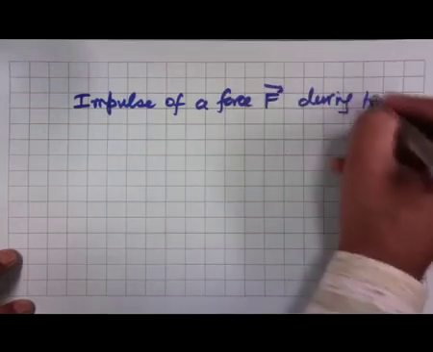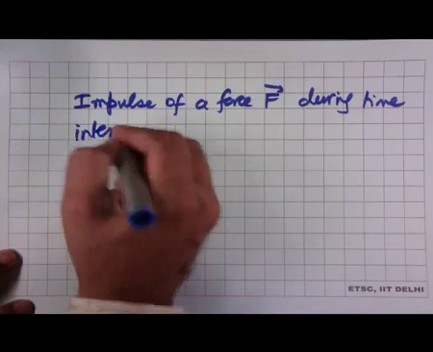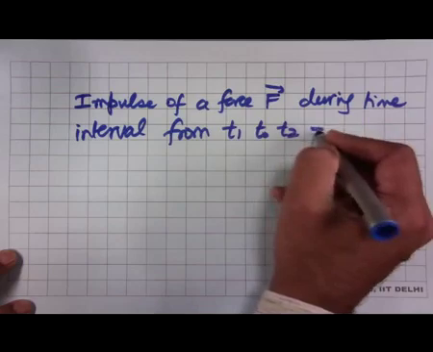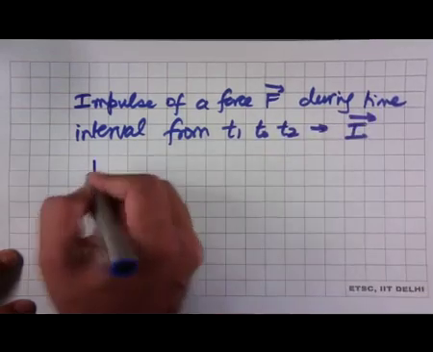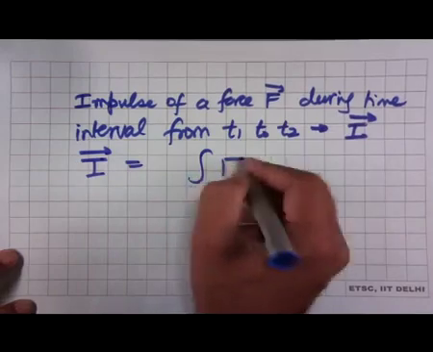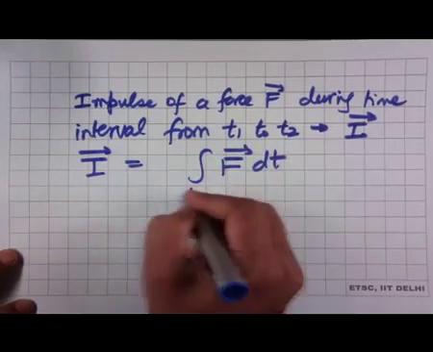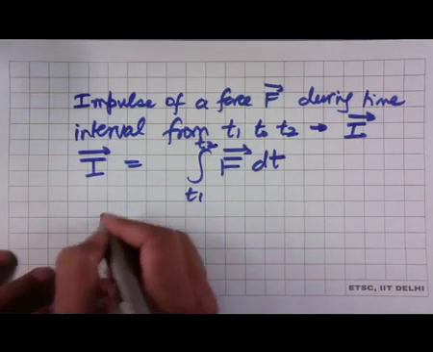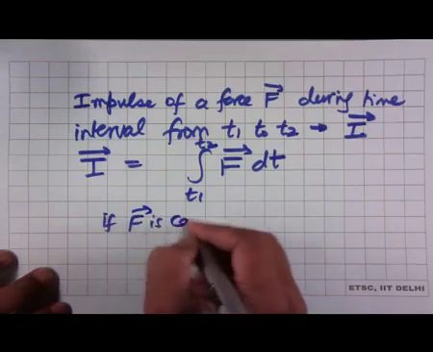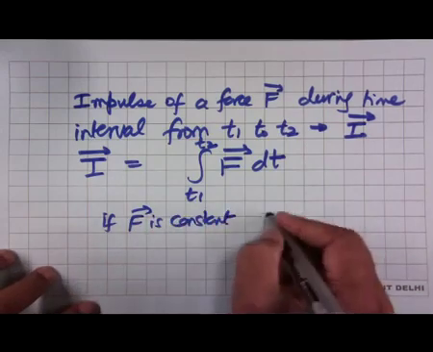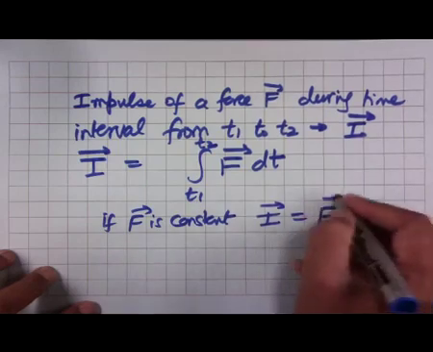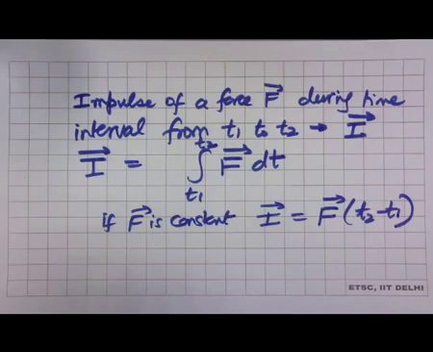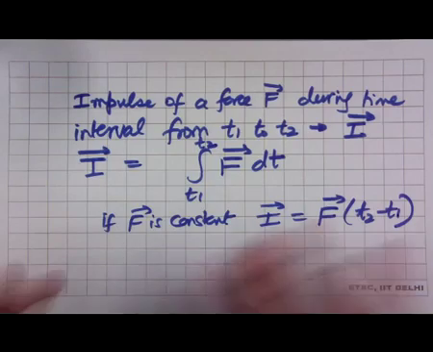during the time interval from t1 to t2. So, if we call this quantity impulse, then this impulse is defined as the integral of force with respect to time from t1 to t2. And if F is constant, in many cases we have constant forces, then impulse will be just equal to F times the time interval t2 minus t1. So, that is the definition of impulse.